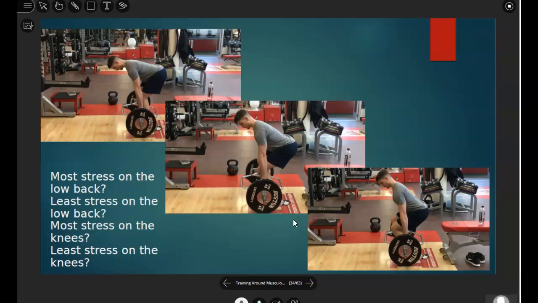Good. You all got it correct. Which one do you think is going to place the least amount of stress on the low back? A, B, or C? Yeah, no, I would completely agree with that.